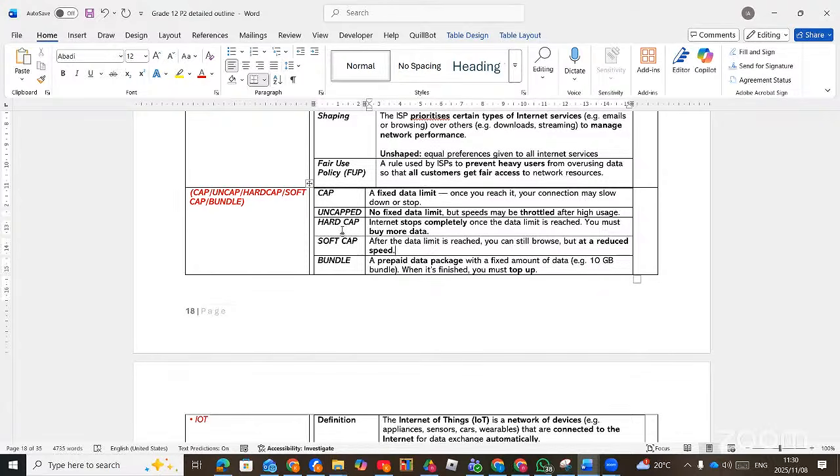They add maybe 20 minutes of calls per day and then 10 gig. That's the bundle. They are combined together.